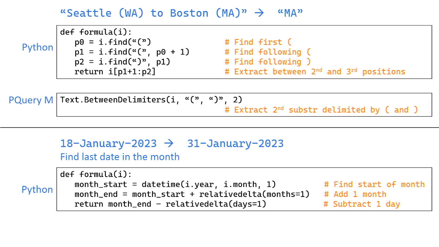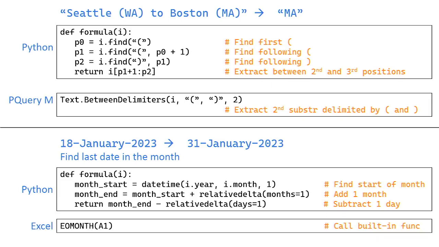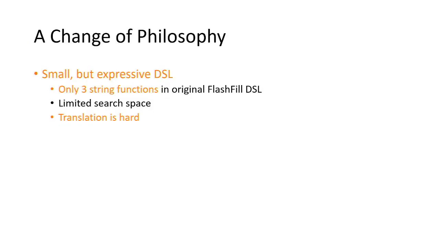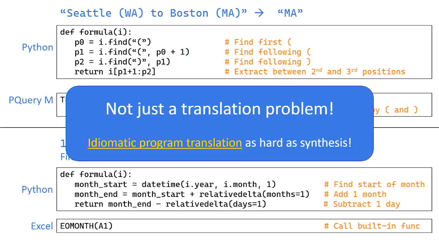But people who are doing reports in Excel do this task all the time, so Excel has an end of month function. So it's not just about translating code that was generated into a different language. Different languages need different programs to be synthesized. So idiomatic program translation is as hard as synthesis.